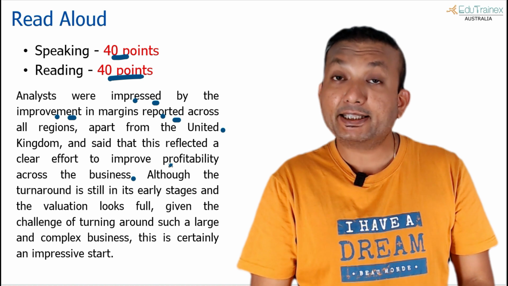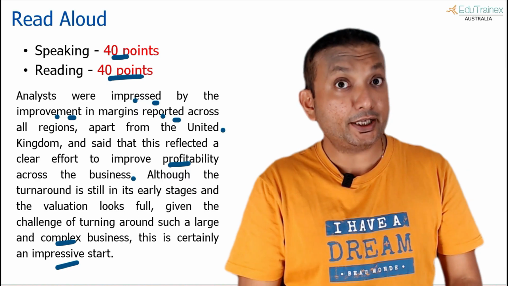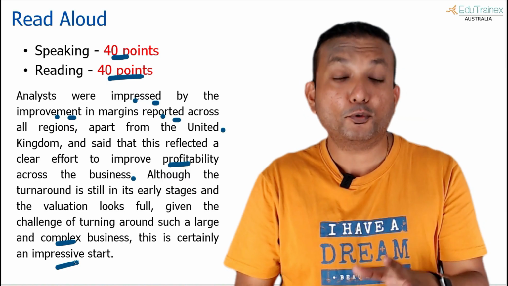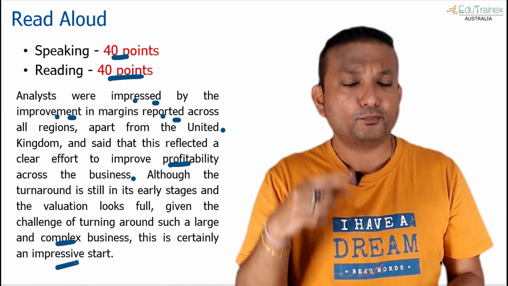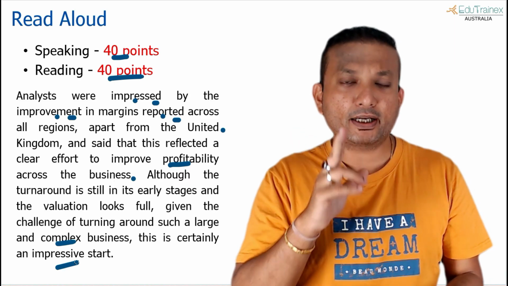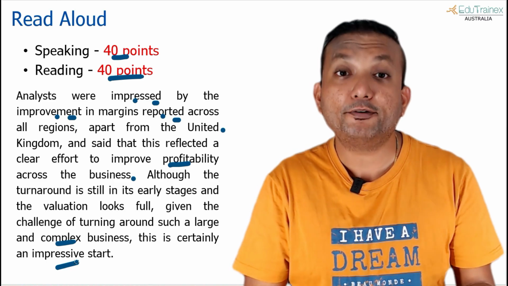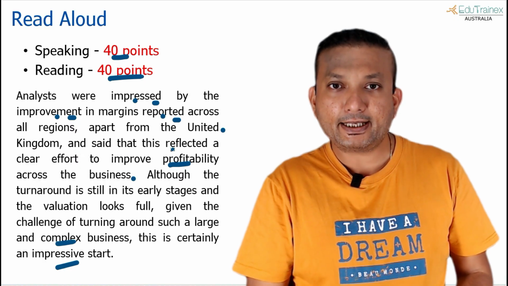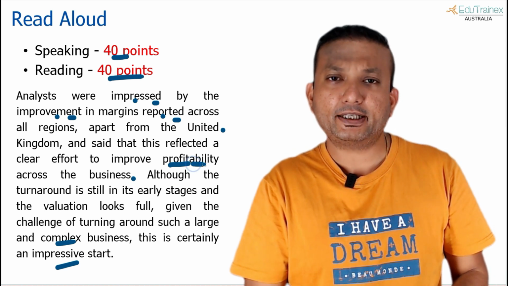Of course, you can skip the difficult words. Let's say some of the words are very difficult for you to pronounce, and you know that when you read this, your tongue is going to twist. You're going to fumble, you're going to hesitate. So just ignore it in the 40 seconds preparation time in your mind. Make a mental note that, okay, when I read it, I'm going to ignore this. And when you do that, you speak very, very fluently. So for example, if I am reading the second sentence from here, "this reflected a clear effort to improve across the business." See how I just fluently skipped this particular word, profitability.